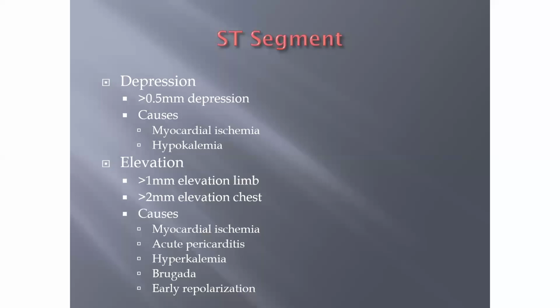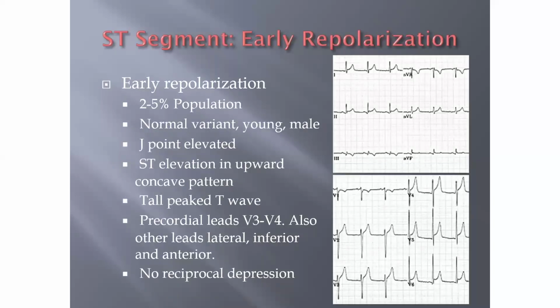So in your ST segment, okay? Early repolarization, you see it in 2 to 5% of the population, is a normal variant in a younger population. Of course, your ST elevation should be an upward concave pattern. You will see tall peaked T waves in precordial leads V3 to V4, and also in other inferior and anterior leads. And of course, the other thing is that there will be no reciprocal depression, meaning that you are not worried that your patient has either an ischemia or an MI.